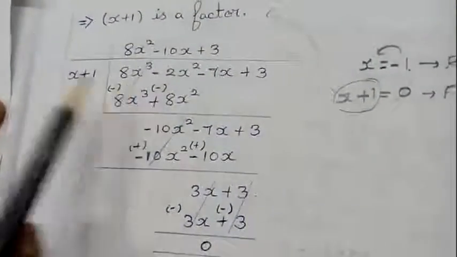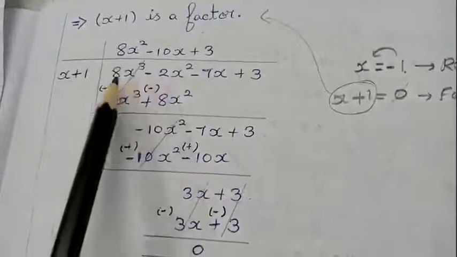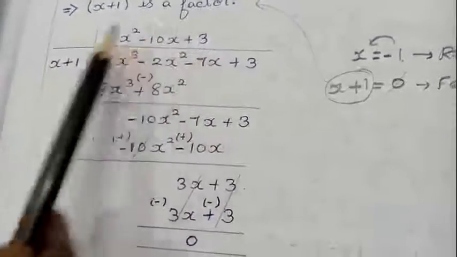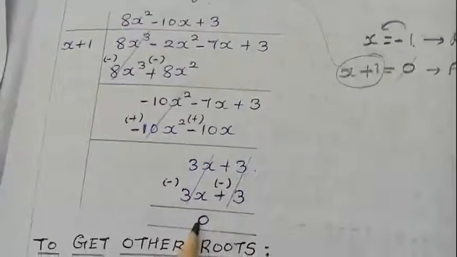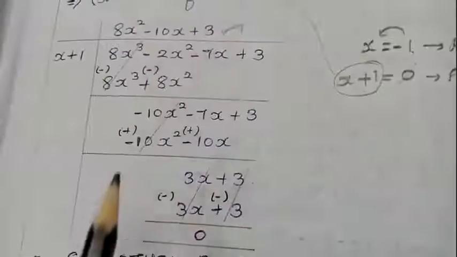I am using the long division method. Write this x plus 1 here and the original question here. Using the long division method, calculate, students. After getting the remainder 0, just check the value here. I'm getting it in the form of a quadratic equation.